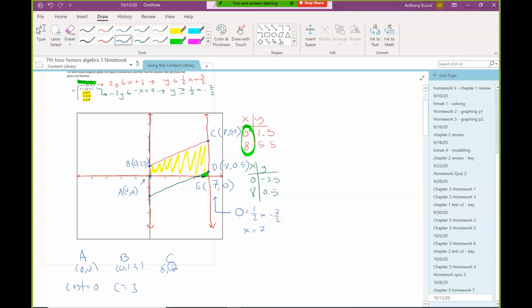C is 8, 5.5. 8 times 3 is 24. 2 times 5.5 is 11. 32 plus 11 is 43. So I have here the cost is 40. Oh, I'm sorry. 3 times 8 is 24, and 11 plus 24 is 35. Is everybody still okay with what I'm doing here? Maddie? Mackenzie?